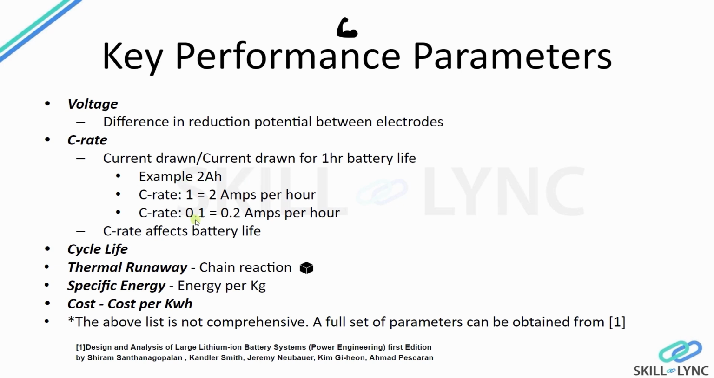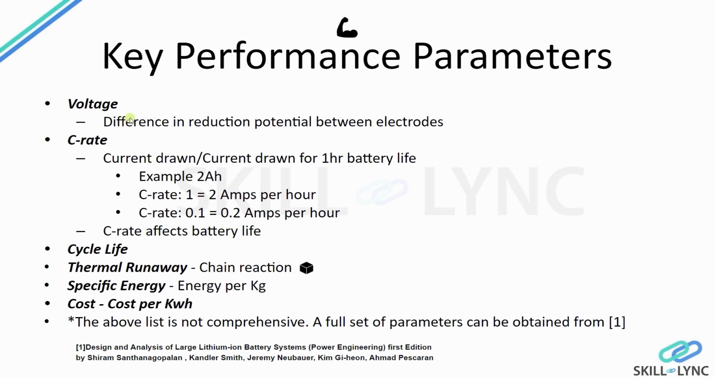Now what is a C rate of 0.1? Well, a C rate of 0.1 means you're drawing a really small amount of current. You are essentially drawing 0.2 amps, and 0.2 divided by 2 is 0.1. So C rate is very important because it affects battery life.